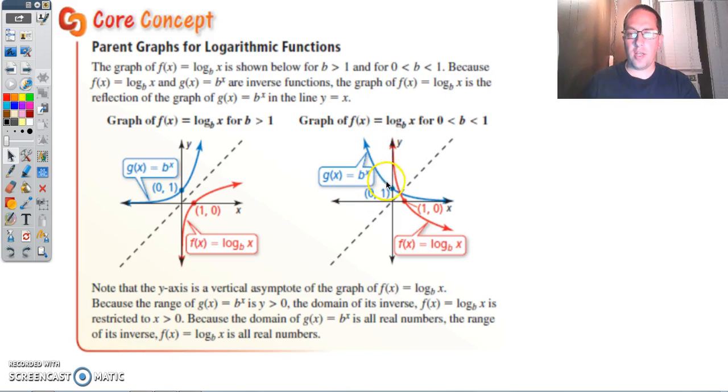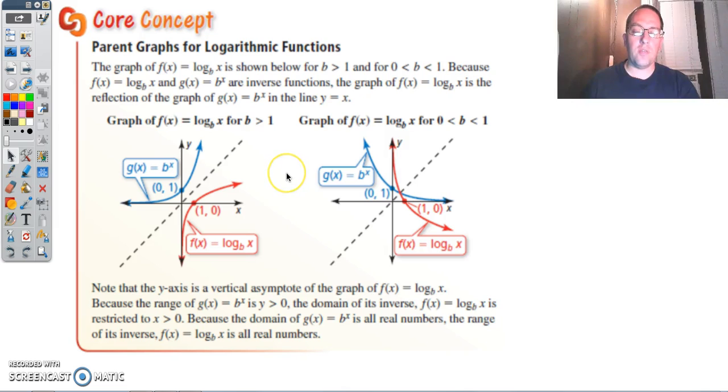Here we have an exponential decay function because our base is between 0 and 1. Remember, your base will always be positive. And the inverse of that is the logarithmic function. Again, we have this inverse, it's a reflection over the line y equals x, and the x's and y's are switched.